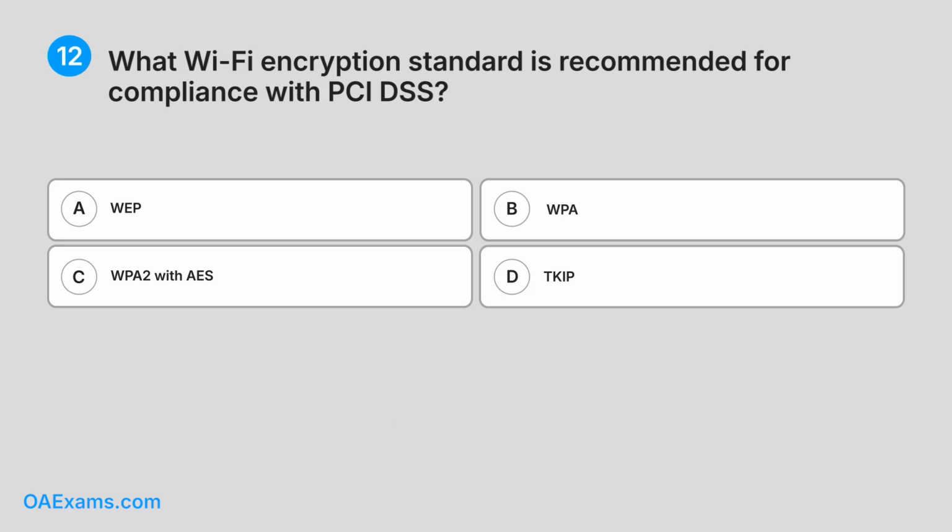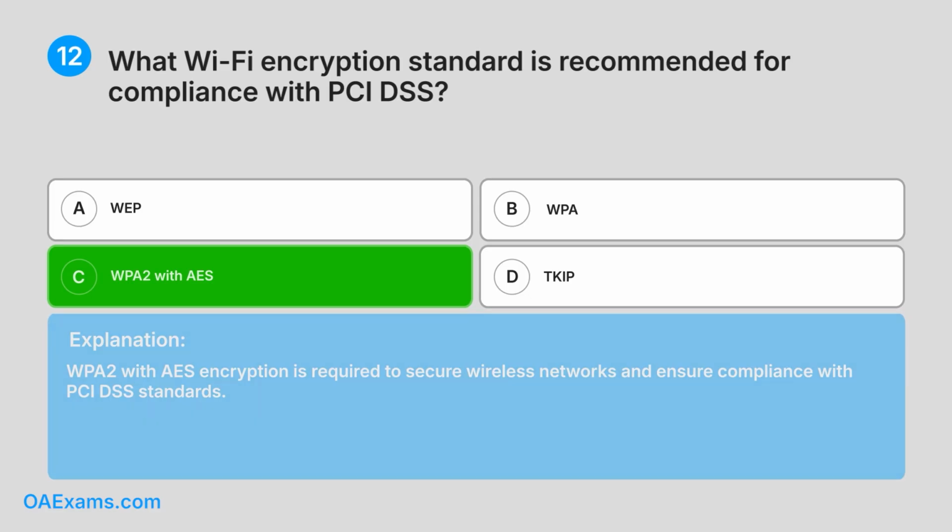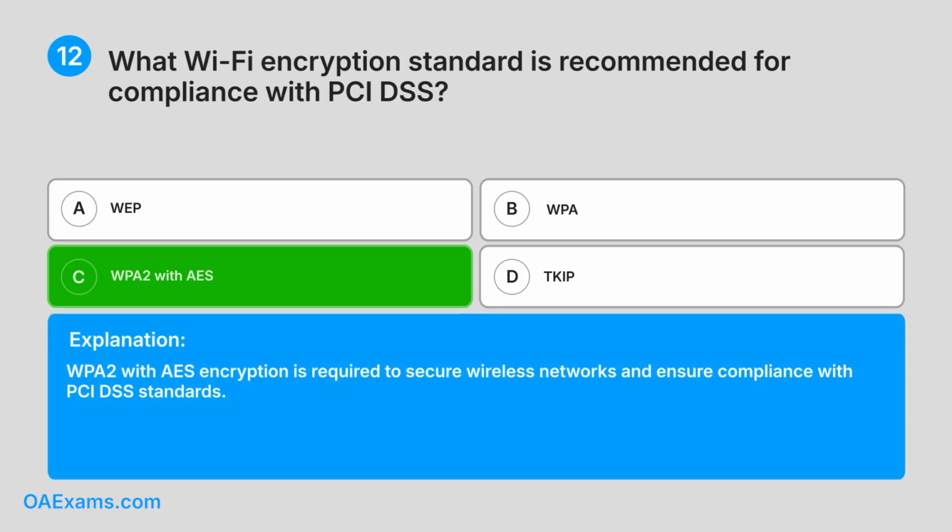Correct answer. C. WPA2 with AES. Explanation. WPA2 with AES encryption is required to secure wireless networks and ensure compliance with PCI DSS standards.